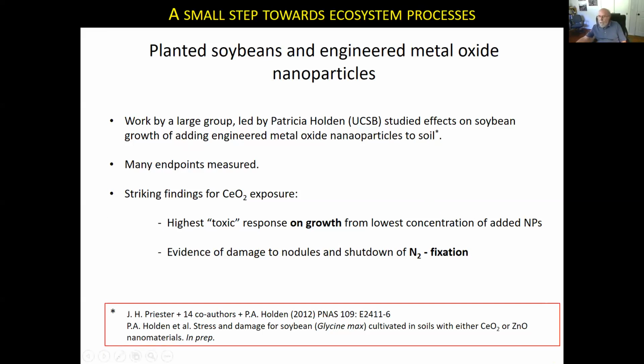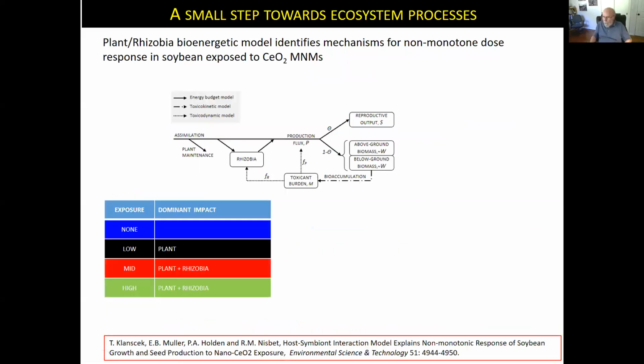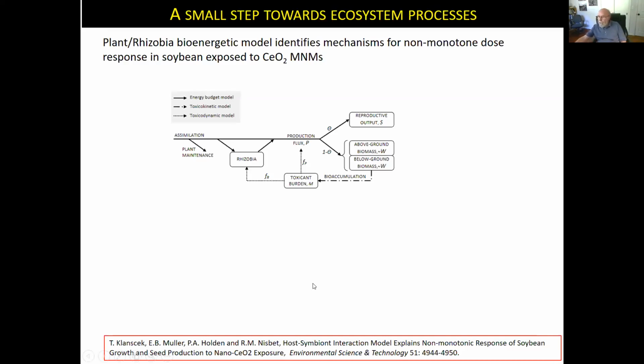And what was then done, in a piece of work that came out about a year and a half ago, led by Tin Planschek, was that a DEB model, again somewhat simplified from the one you've seen, that did have separate compartments for the above ground and below ground biomass of the plant, for the seeds, and for the rhizobia, the bacteria or bacteroids in the nodules that were actually doing the nitrogen fixation. And that model had various components.